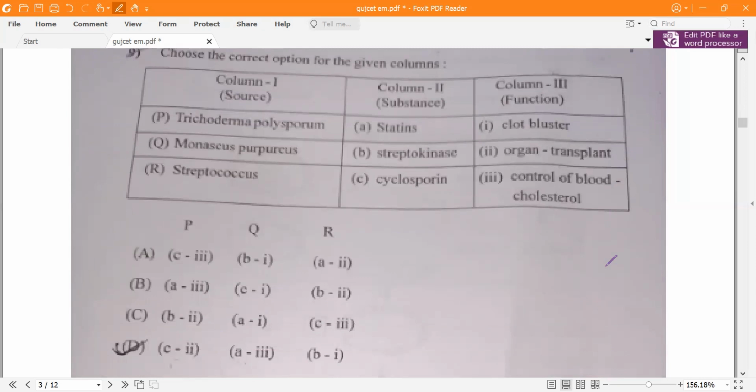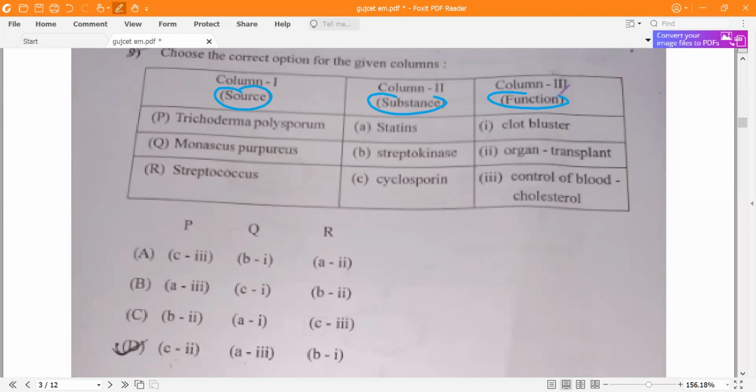Now this is from the different sources which they have mentioned from the 10th chapter. As we know, cyclosporine A is basically produced by Trichoderma. So what is correct in that case? We have to choose the correct option for the given columns. There is source they have mentioned, there is substance and function.